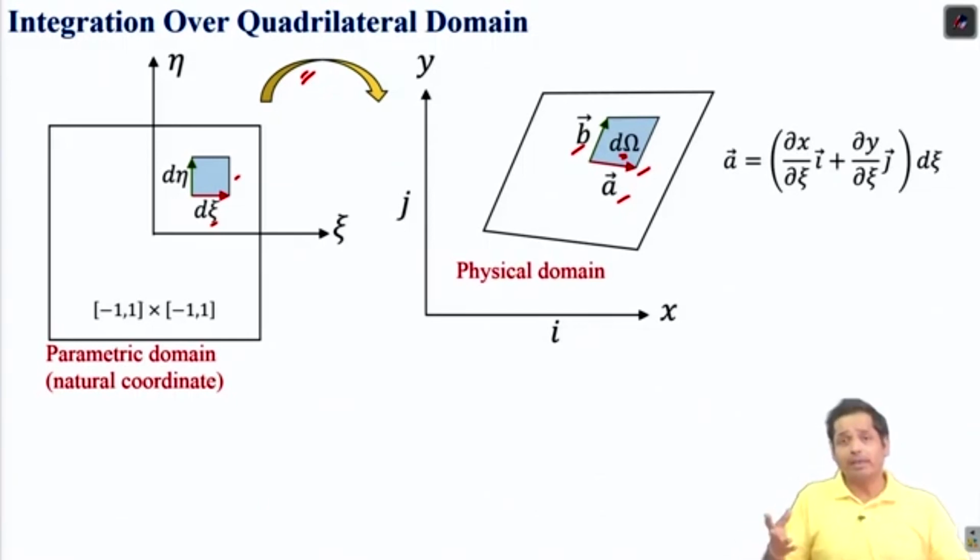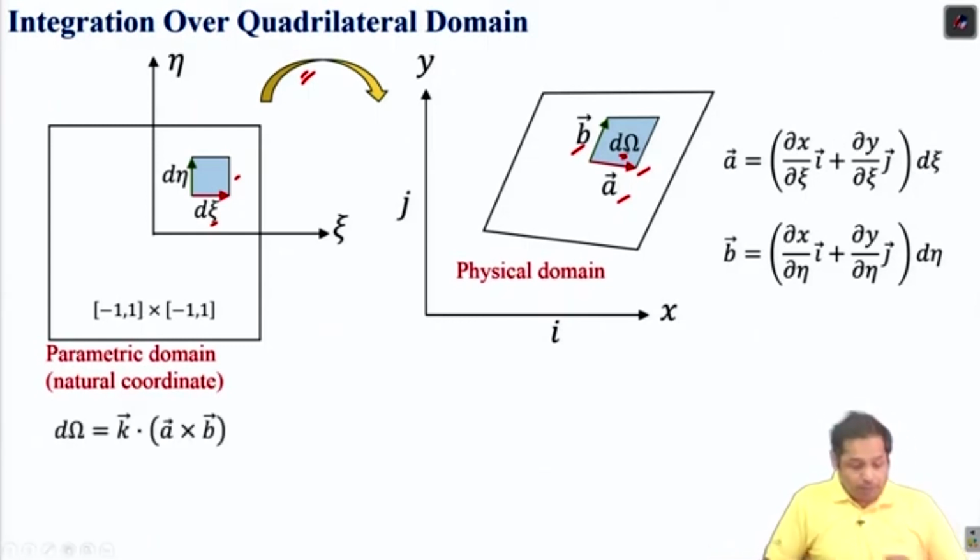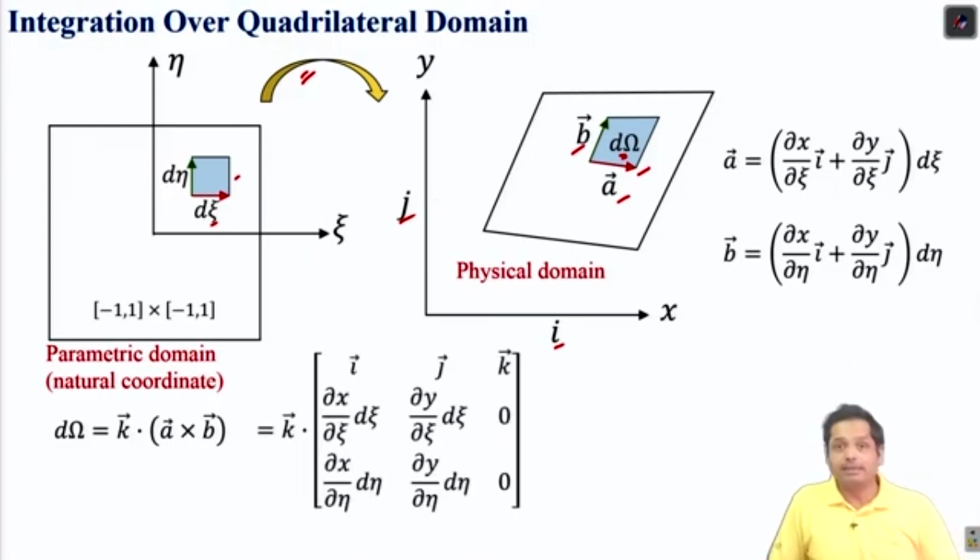But then we can have a different quadrilateral also, and for that particular domain this map needs to be written. So x as a function of xi we already know through the shape functions. Similarly, B can be written like this. Once we know the vectors A and B, their cross product will give me the area d omega. So d omega can be taken as the scalar triple product, where A and B are the vectors and k is the unit vector normal to the area. i and j are the unit vectors along the x and y directions.